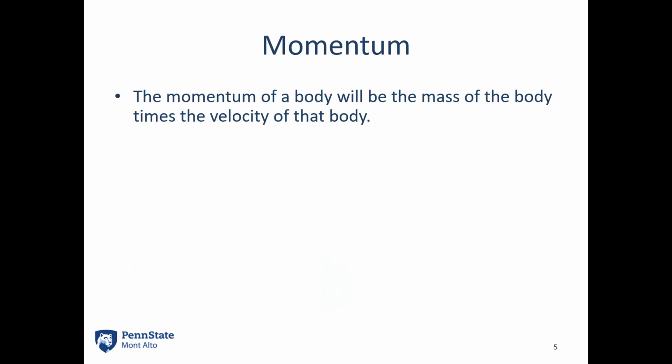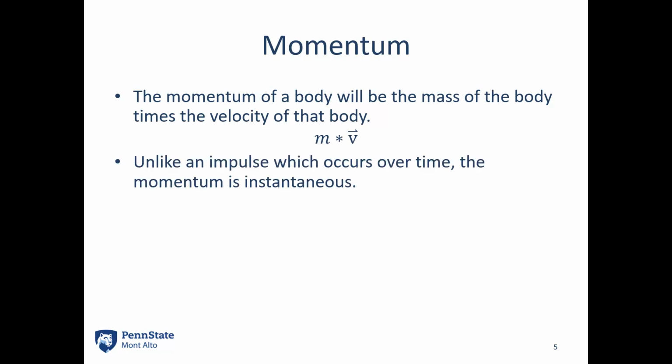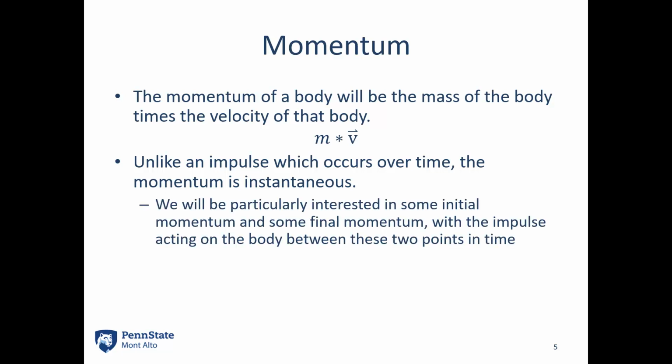And so the momentum of the body will be the mass of the body times the velocity of that body at any instant in time. So mass times velocity. And unlike impulse, which occurs over time, we need some set period of time for the impulse to occur, the momentum is instantaneous. So we need to find the instantaneous mass, instantaneous velocity. We're particularly going to be interested in some initial momentum and some final momentum. And a lot of things we deal with are collisions, so before collision, after collision, momentum is often quite important. So the impulse is going to be acting on the body between those 2 points in time. So I have initial, I have final, impulse happens in the middle.